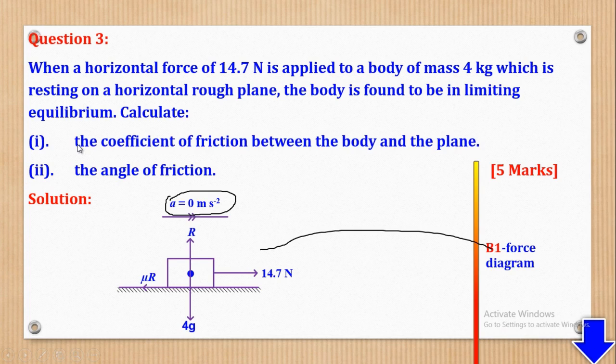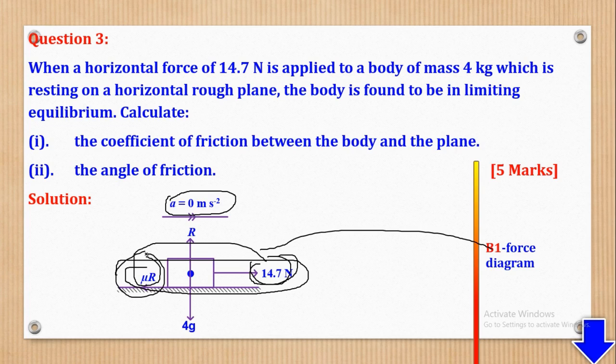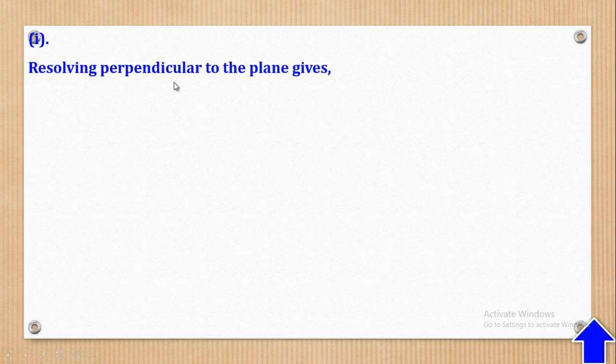Now part B, they wanted the coefficient of friction. So coefficient of friction is got by resolving horizontally or resolving parallel to the plane. So when I resolve, you realize that this 14.7 minus this will be equal to MA, but A is 0, meaning that this is equal to that. So I'll come here and say that resolving perpendicular to the plane, first of all, R is equal to 4G, where G is 9.8, so when I substitute, I come up with R being equal to 39.2 newtons.